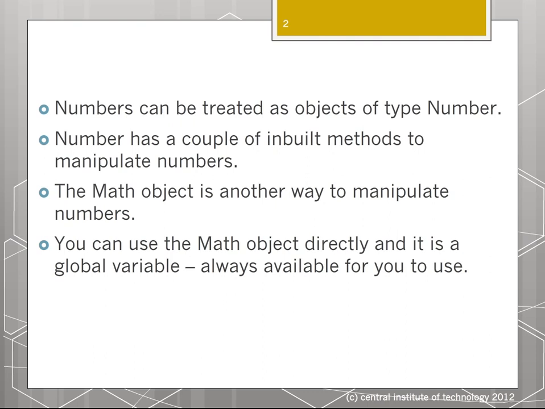Numbers in JavaScript can be treated as objects of the type number, and this type has a couple of inbuilt methods that can be used to manipulate them. Another way to manipulate numbers in JavaScript is actually to involve the math object. Unlike the number, you don't need to create a variable of type math. What you can do is use the math object directly, as it's always available to you because it is a global variable.